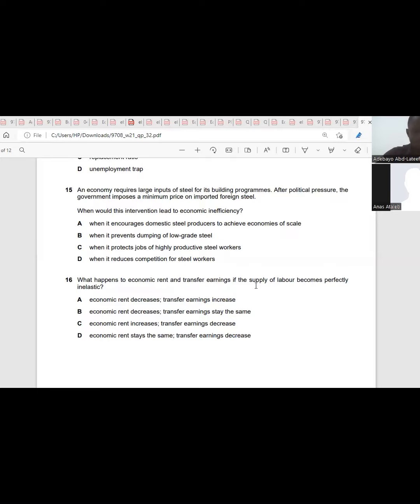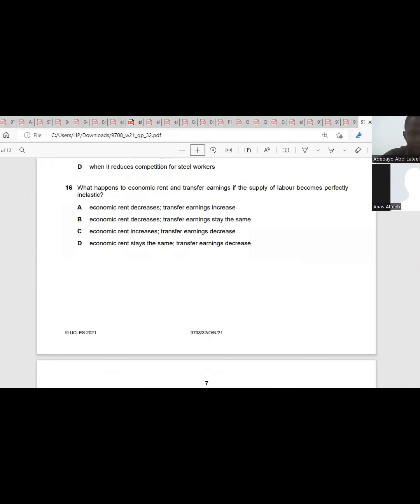Question 16. What happens to economic rent and transfer earnings if the supply of labor becomes perfectly inelastic? When it is perfectly inelastic, rent increases and transfer earnings decrease. The supply of labor becomes perfectly inelastic when the rent increases and what you are able to send home reduces as a result of that.